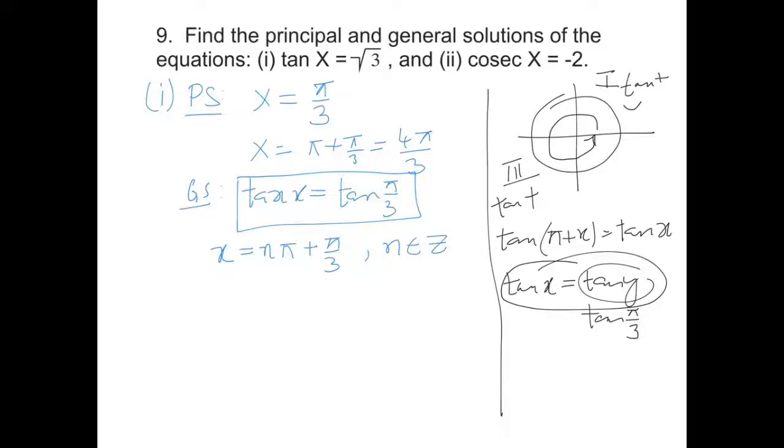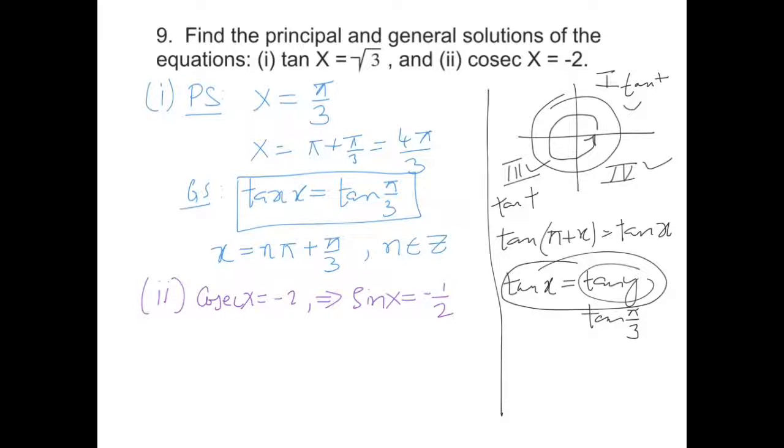Now let us look at the second part of this problem. Cosec x equals minus 2, which we can write in terms of the more popular function, that is sin x, which is the inverse of cosec x, being equal to minus 1 by 2. So the solution to the equation cosec x equals minus 2 is the same as the solution to the equation sin x equals minus 1 by 2. And we know that sin x becomes negative in either the third quadrant or the fourth quadrant.